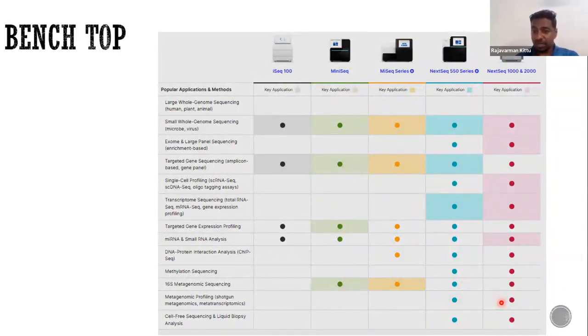For that, this table will be useful. It's like an easy reference. This is for the benchtops.